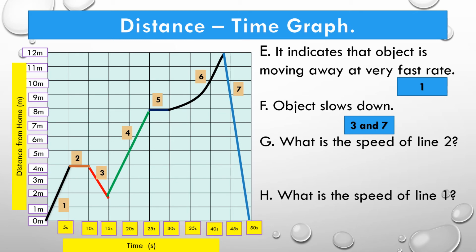Okay? Now, letter G. What is the speed of line 2? Line 2 is this one. What is the speed of line 2? Since we said that a horizontal line means no motion at all, not moving, so what is its speed? Write your answer. Vince says 10 seconds. Chloe says 5 to 10. Jad says 0. Okay.